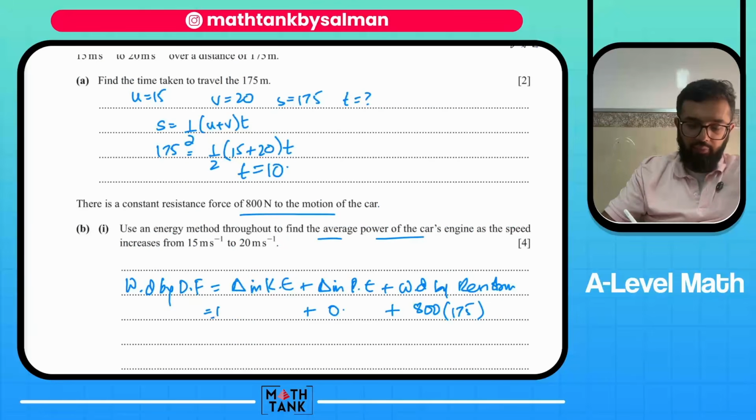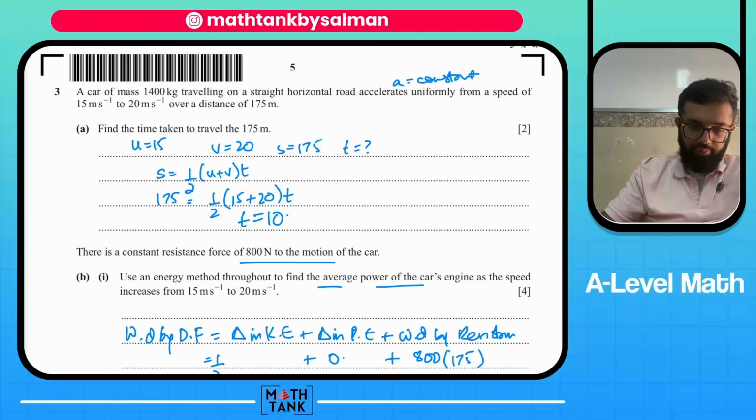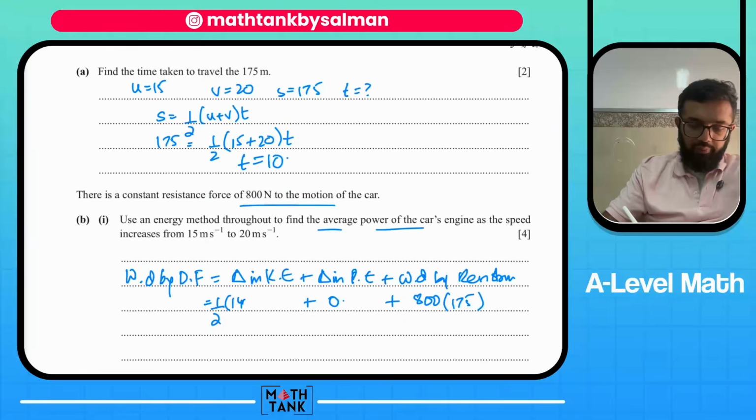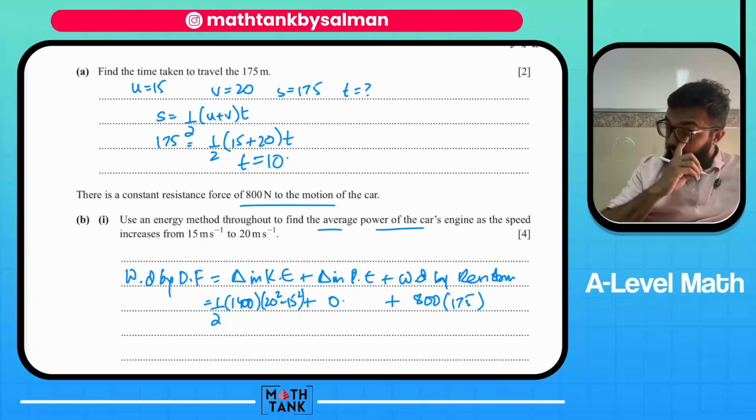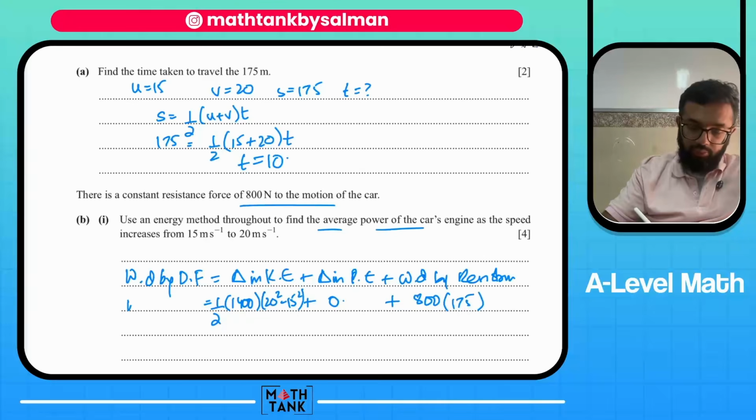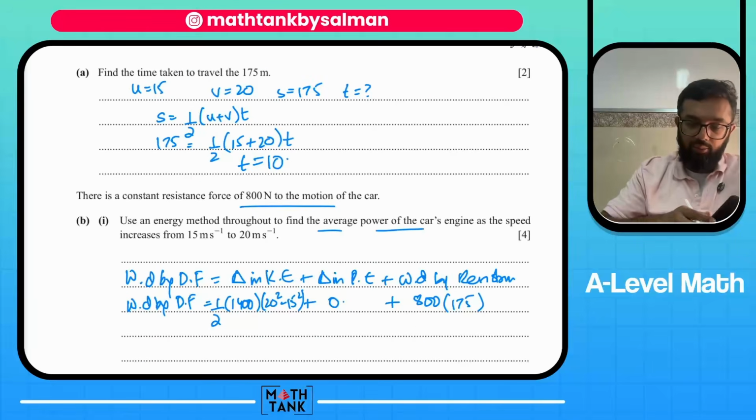Change in K is half M (V square minus U square). Now I don't have the work done by the driving force, so I'm going to let it stay as it is. It's not 0. There's a power of the engine that's working. I don't know that power. I have to show you the average power only. So I'm just first going to calculate this, and then I'm going to show you the next working.